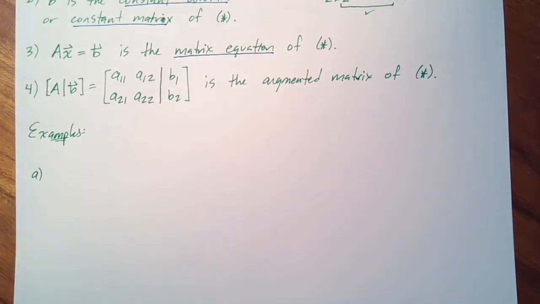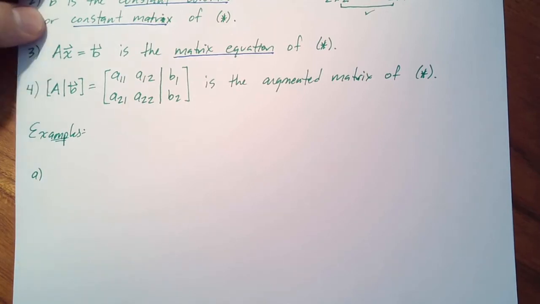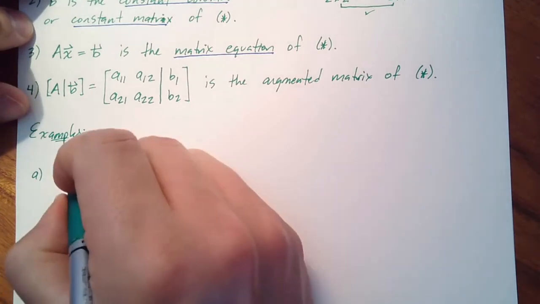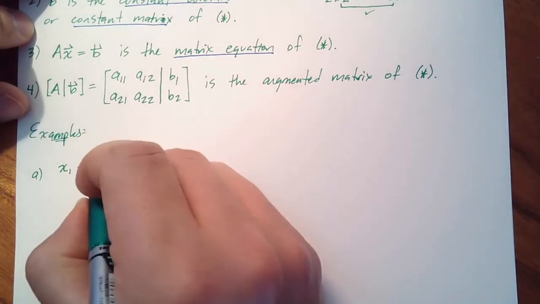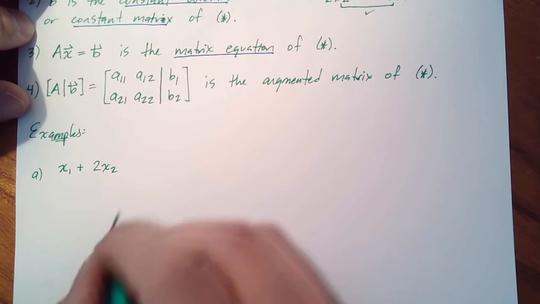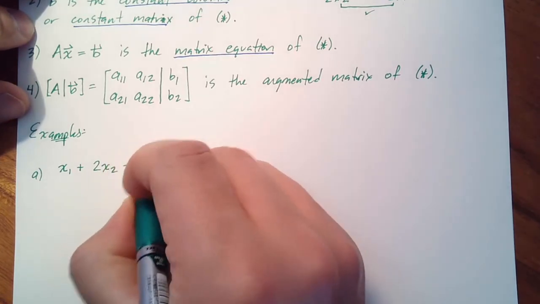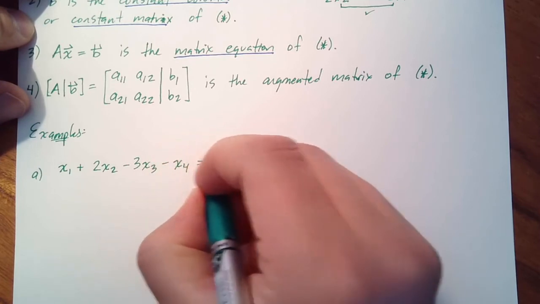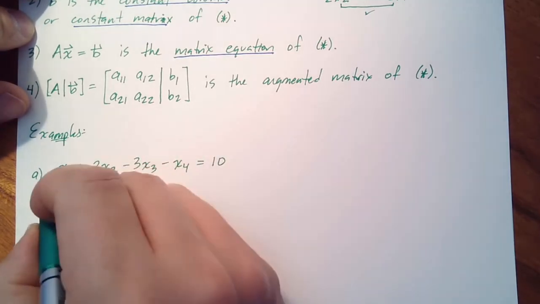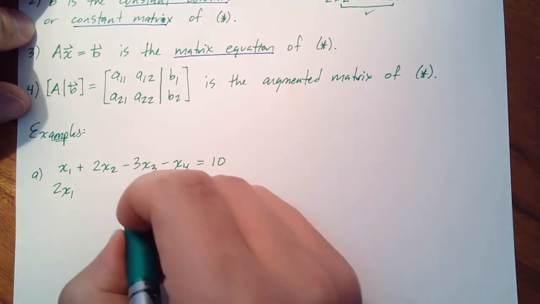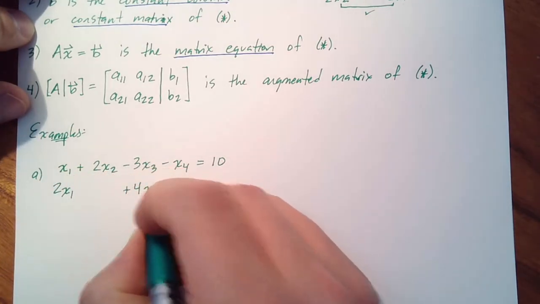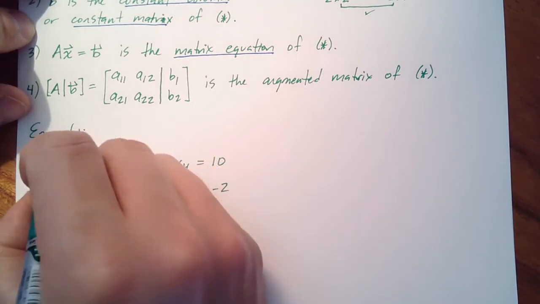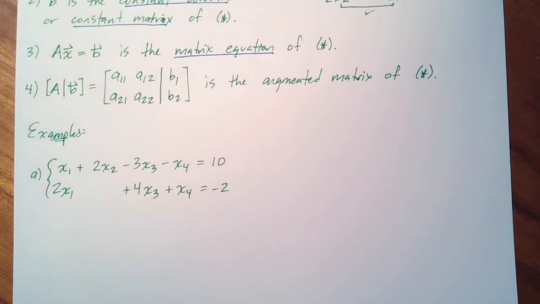So the first one we'll look at, I'm going to write down a system of two equations in 4 variables, because I said that this would work no matter how many equations you had and no matter how many variables you had. So I just want to do this with a couple of different examples as well to show you the pattern. So that's my first equation. And the second equation will be 2x1 plus 4x3 plus x4 is equal to -2. So that's a linear system of 2 equations and 4 variables.